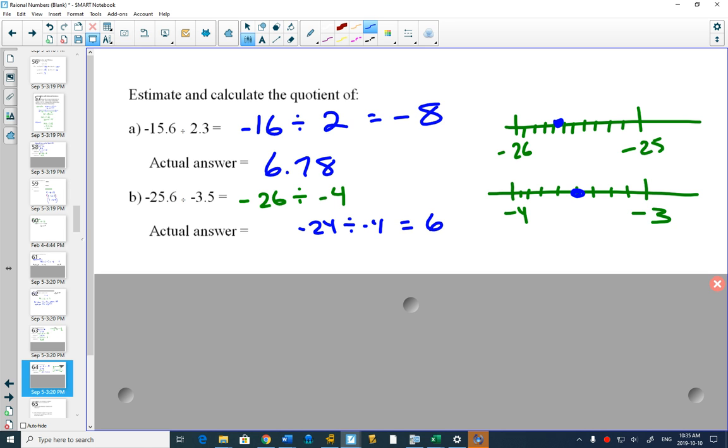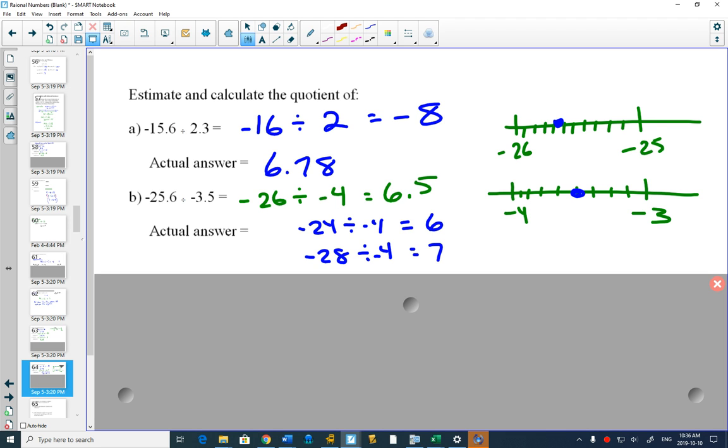What's the number bigger than 26? 28. 28 divides nicely by 4, then you would get 7. So you might say, I'm going to estimate this one. It's going to be more than 6, less than 7. Maybe I'll say 6.5 is my estimate.